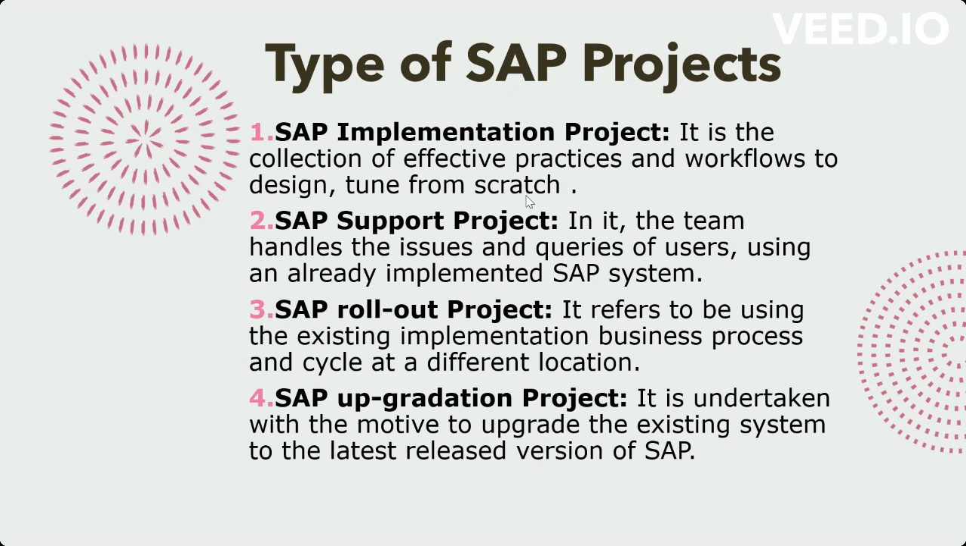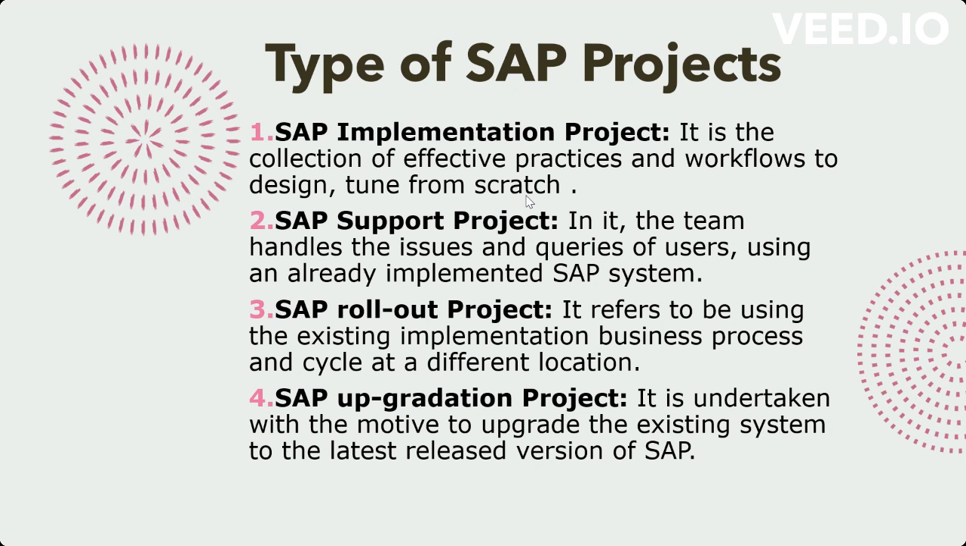The third one is the rollout project. Suppose a company is already using the SAP system, so the existing implementation is already done for them, and then comes up a new plant or a new company code for them. Then we have to extend our configuration for those locations or the company code. Those kinds of projects will fall into the rollout project.